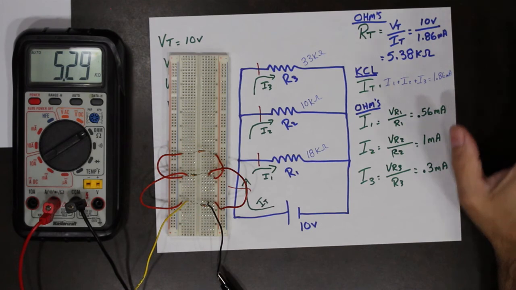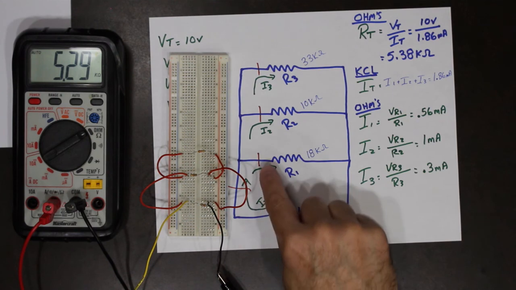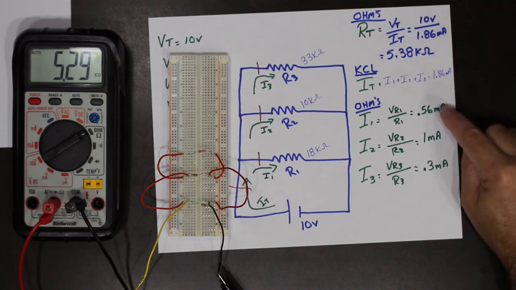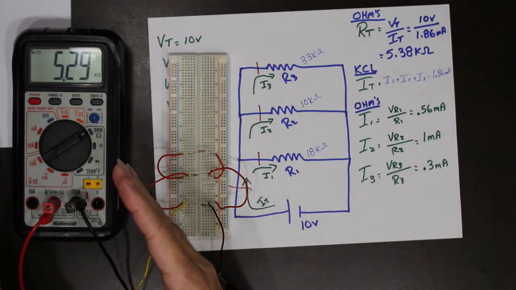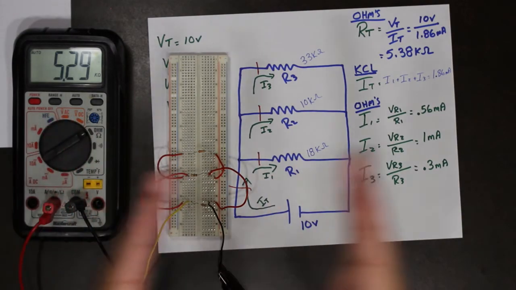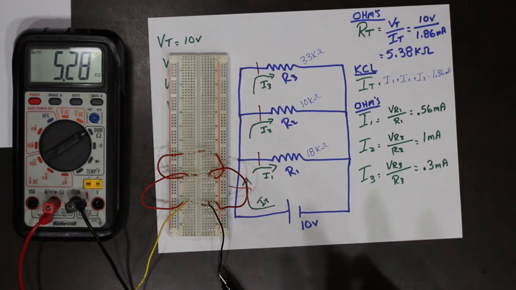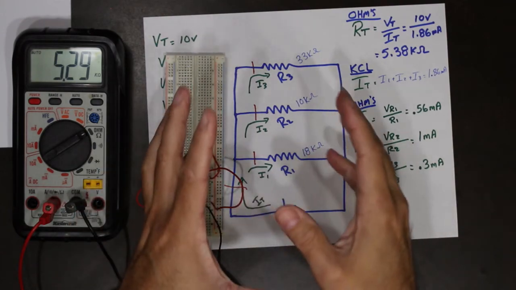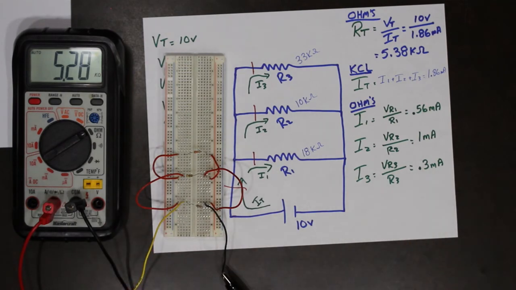So what I've done is I have just proven by measurement that all of our calculated values, our total, I total, and the individual currents, are all the same as what we calculated and what we measured. I measured and calculated, and everything is the same within tolerance. Again, remember, these values can be off by 5%, so expect your measurements to be off by up to 5%.